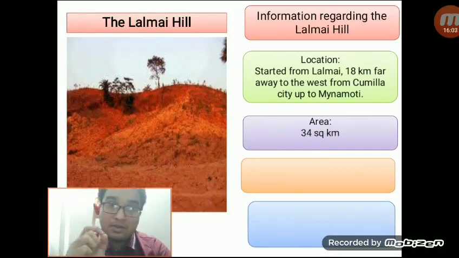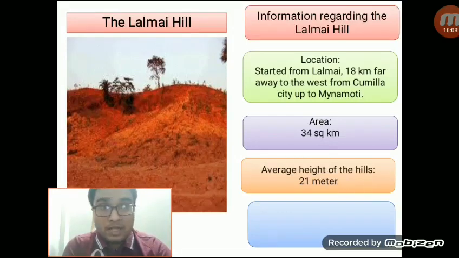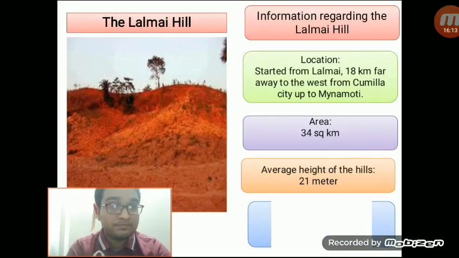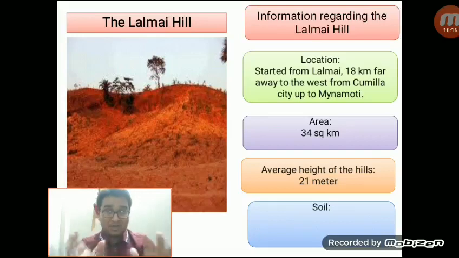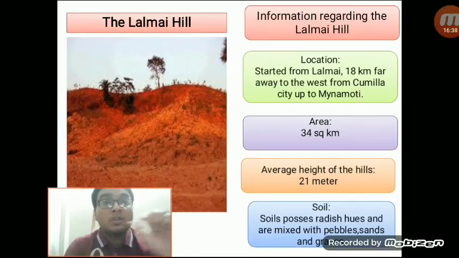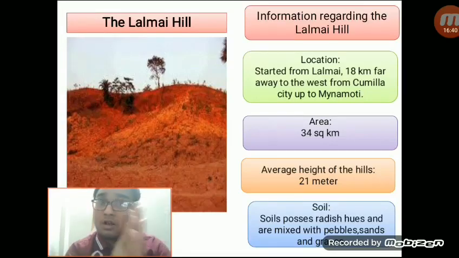Then area. The area of Lalmai Hill is only 34 square kilometers. Then average height of the hills is only 20 meters. And the type of soil is important, and sometimes you have to face questions on the type of soil of the Lalmai Hill. So this is the line about the type of the soil: soil possesses reddish hues and is mixed with pebbles, sands, and gravels. You have to memorize this line. So dear students, that's all about the Lalmai Hill.